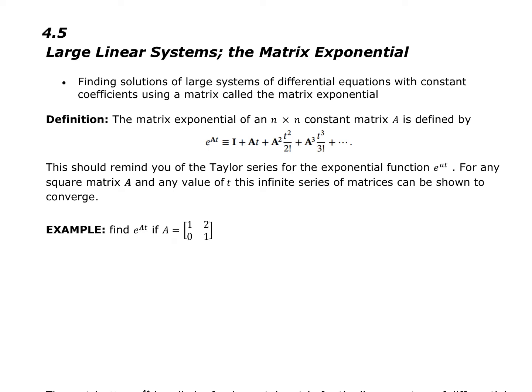In this video, we're going to explore large linear systems using the matrix exponential. The matrix exponential of an n by n constant matrix A is defined as e raised to the matrix A multiplied by t, which is equivalent to the n by n identity matrix plus the matrix A multiplied by t, plus the matrix A squared multiplied by t squared over 2 factorial, plus A cubed, t cubed over 3 factorial, et cetera.